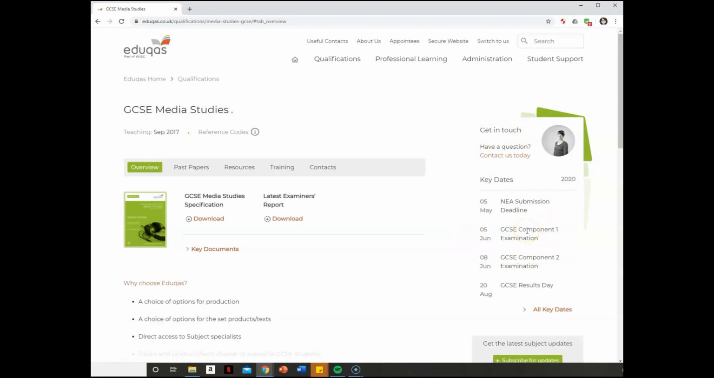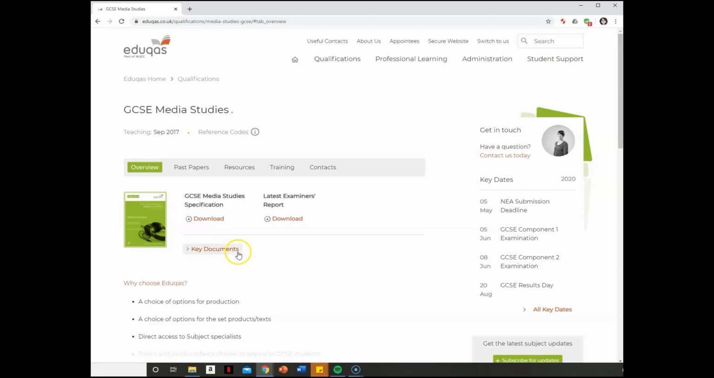Obviously, at the minute, aside from the results day, none of these dates are things that are going ahead now anyway. But something like this, you don't need to really worry about. That's more for teachers. And then you've got the specifications. So if you want to know what your teachers are teaching you, what sort of things the board needs you to know, that's this document here.